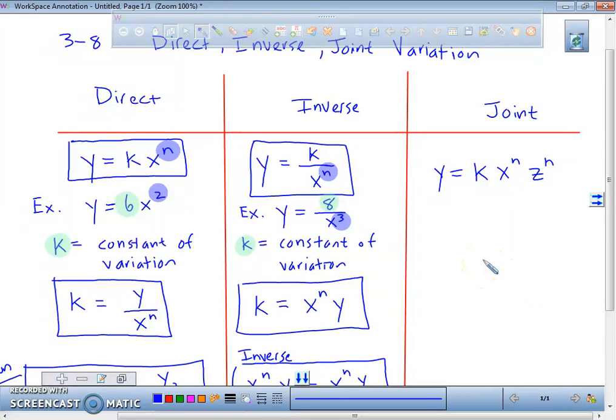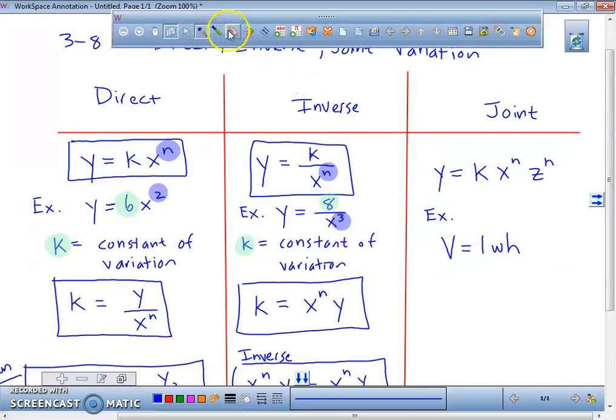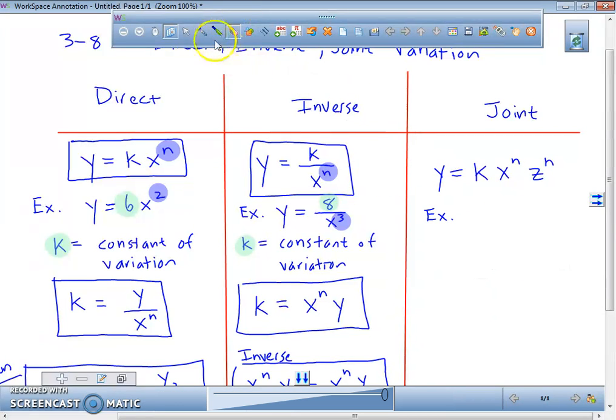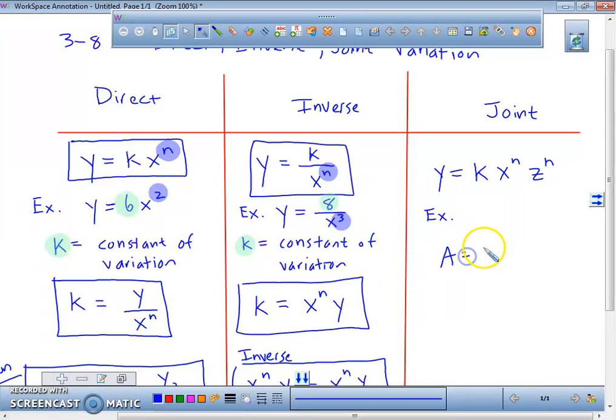All right? So let's see here. What could be an example for a joint variation problem? Here's an example. You guys have probably seen this before. Volume equals length times width times height. You have three variables that are jointly working together. Okay, that's a joint variation problem. Or you could say area is equal to length times width, where you're dealing with things that are being joined together.